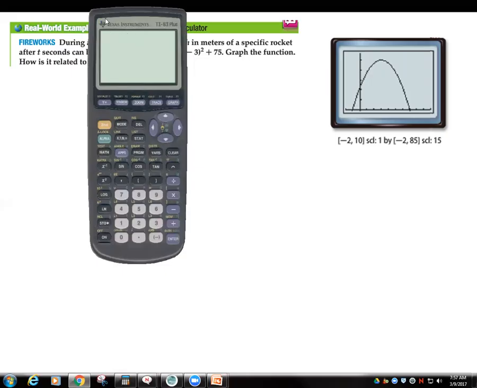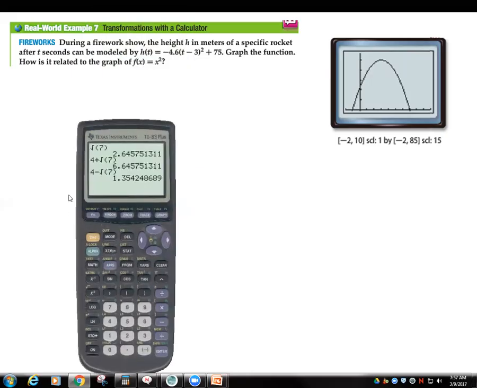You plug in, so turn it on, clear that off, go to the y equals menu. If anything's there, clear it off. If any of these plots are ever highlighted, like that one, turn it off. All you do is up and over until you get to it, hit enter, and it turns it off.